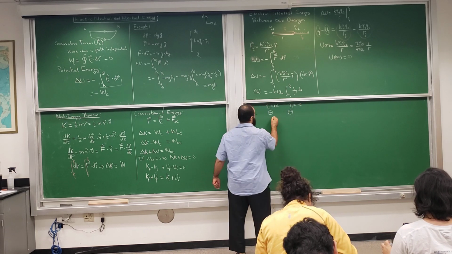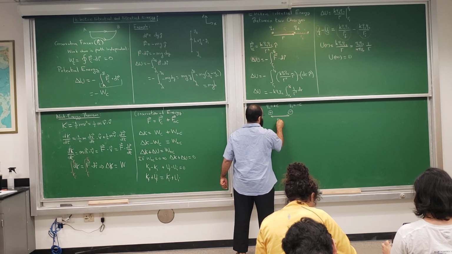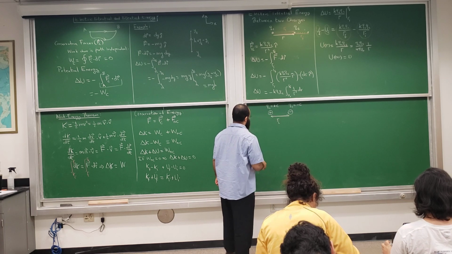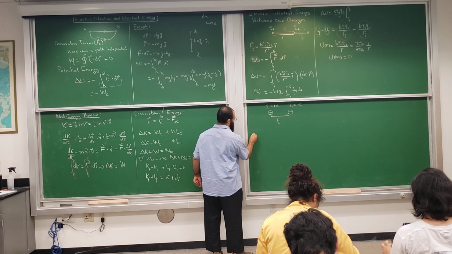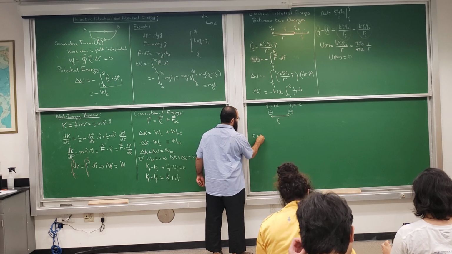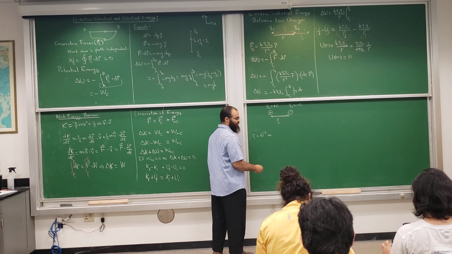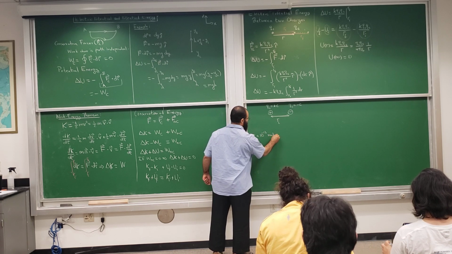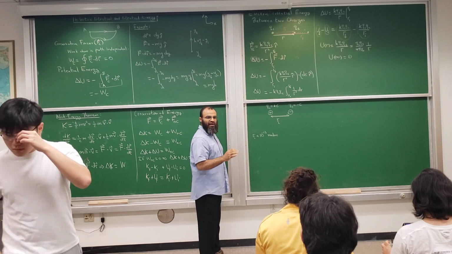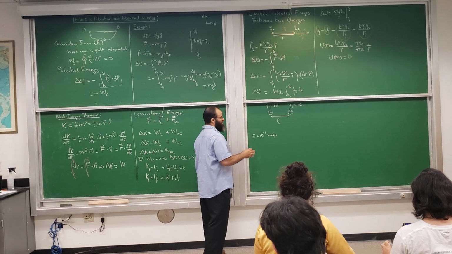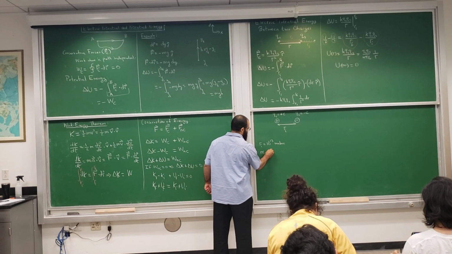Okay? And this is the distance between them, R initial. So let me write it here. R initial is 10 to the minus 13 meters. And let's say both charges have the mass of an electron. One is plus, one is minus, but both have the same mass as an electron.